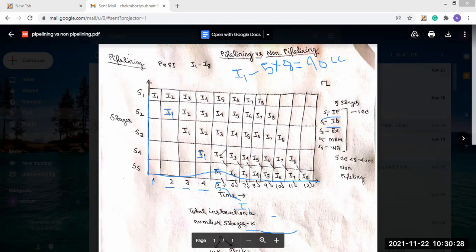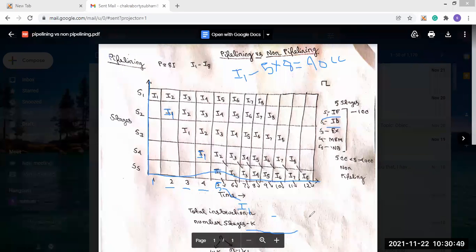Then in the next clock cycle, I2 will go to the write back stage. So that means in the next clock cycle, I2 will be executed. Then in the next clock cycle, I3 will be executed. Then in the next clock cycle, I4 is executed.